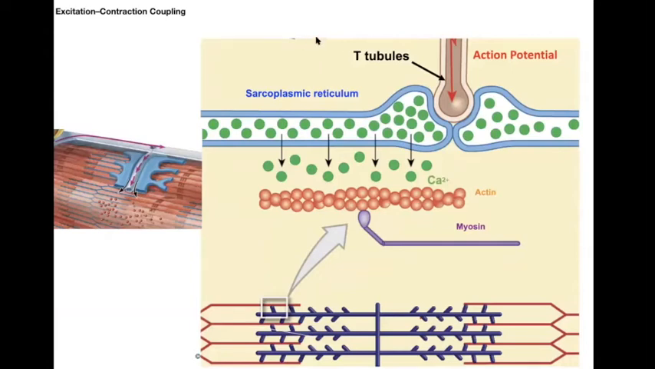Right? So here's the T tubule going down here. The action potential has gone down it. And now the connection in between the T tubule and the sarcoplasmic reticulum is what's going to release the calcium. And it's going to release it all over the sarcomere here, allowing this interaction. So let's look a little bit closer at what's going on with this.